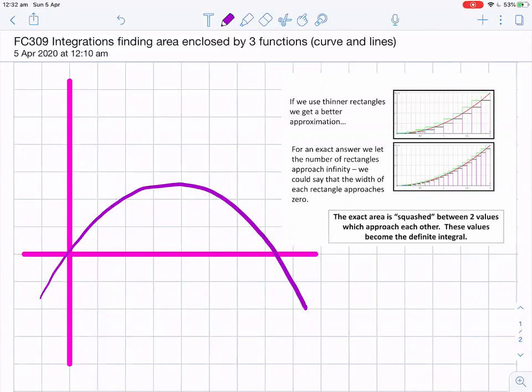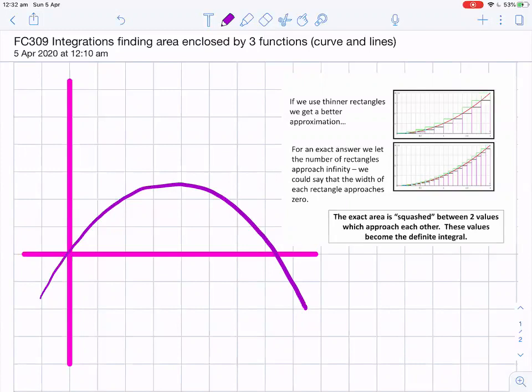In this video for the module FC309 integration, we look at finding the area enclosed by three functions, like a curve and two lines, or sometimes two curves and a line. It's any three functions anyway.